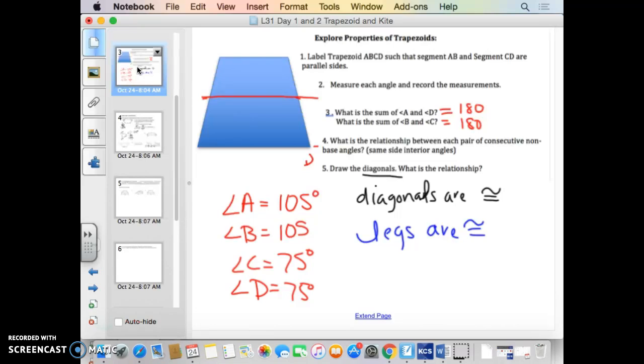But you would fold it and do that. And what you should notice is that this side is going to equal this side. And this side here is going to equal this side over here.